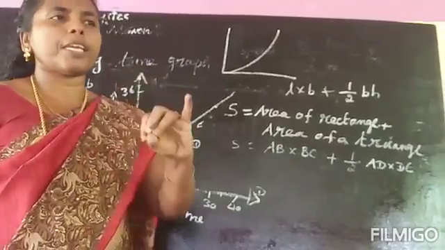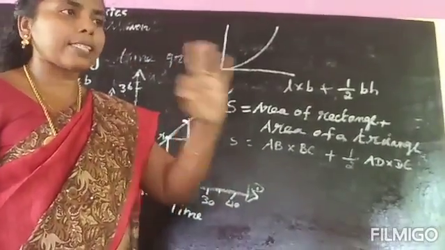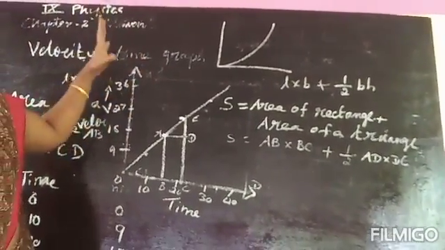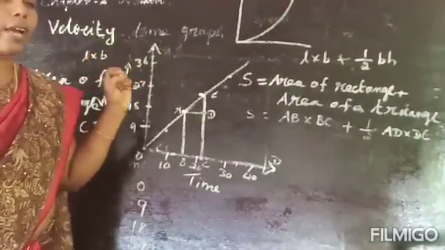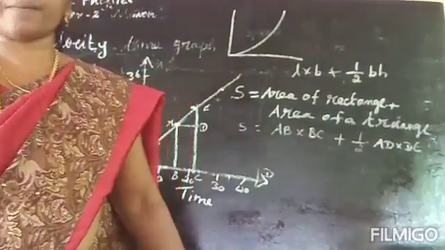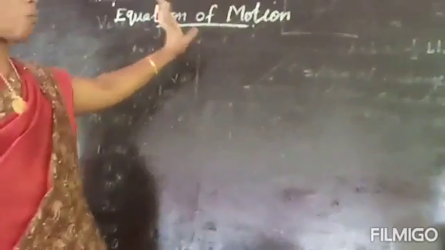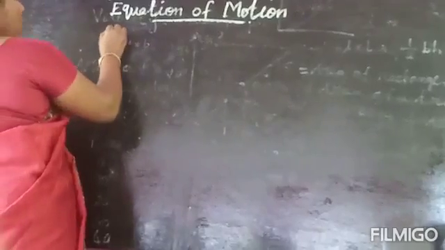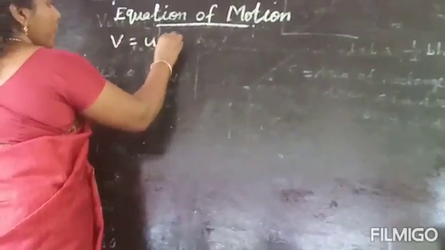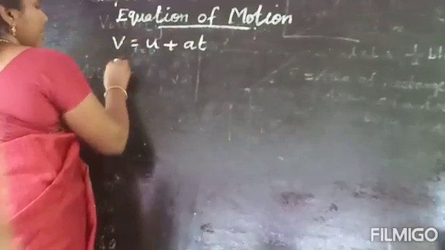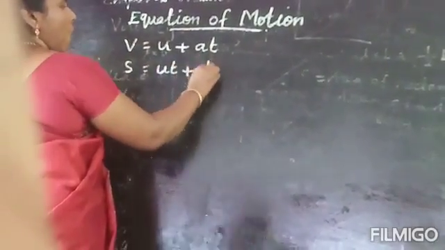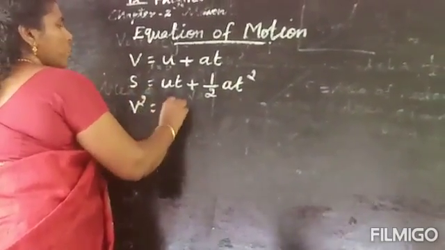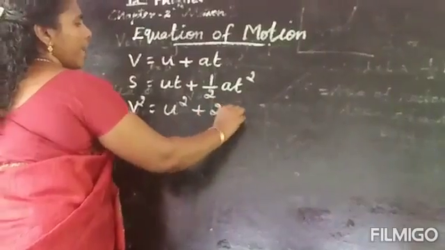Already we have learned the speed formula, velocity formula, acceleration formula. The next, distance time graph, velocity time graph. By using all of this, all the formulas, we are going to calculate the equations of motion. Now we can learn about the equations of motion. So I am writing the first 3 equations. These 3 equations we are going to derive. V equal to U plus AT. S equal to UT plus half AT square. V square equal to U square plus 2AS.